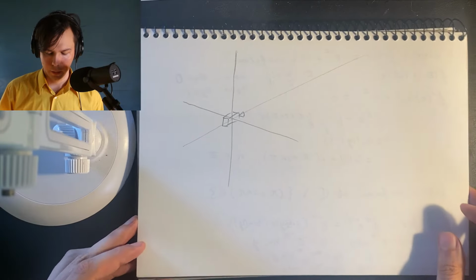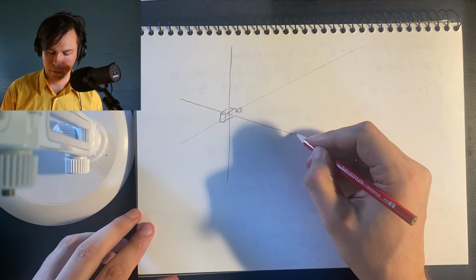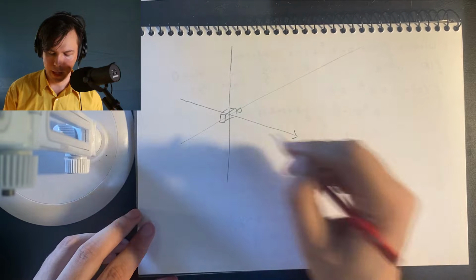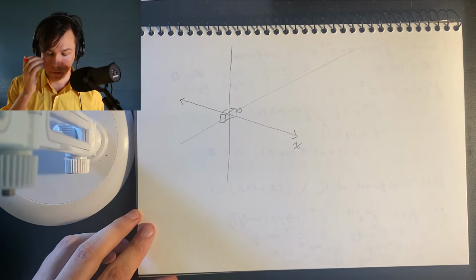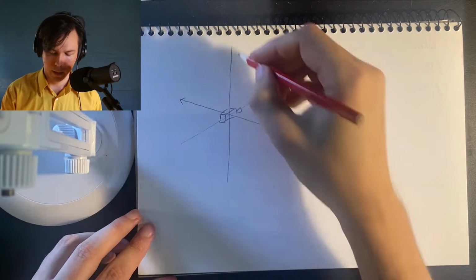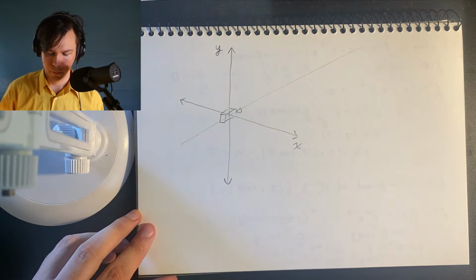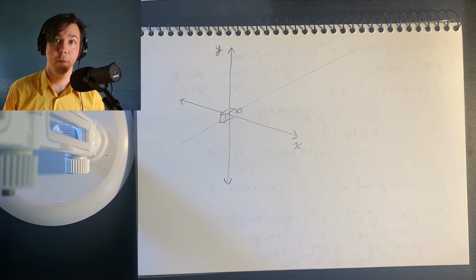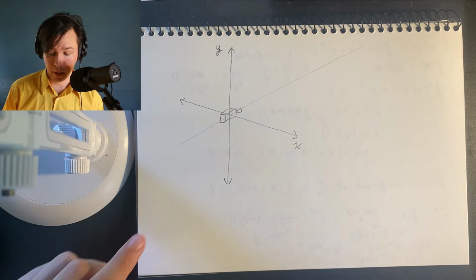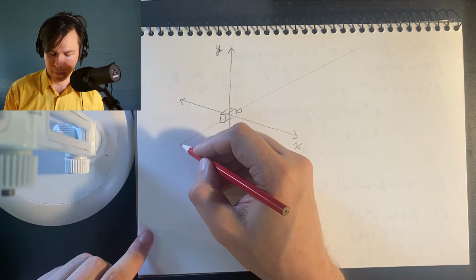Okay, let's add a convention here. Let's say that left and right is the x-axis, positive x is to the right, negative x is to the left, and our y-axis is our vertical, up and down, positive is up, negative is down. Now this is a little different to how our screen works, but we'll correct for that. And then we'll have the z-axis.